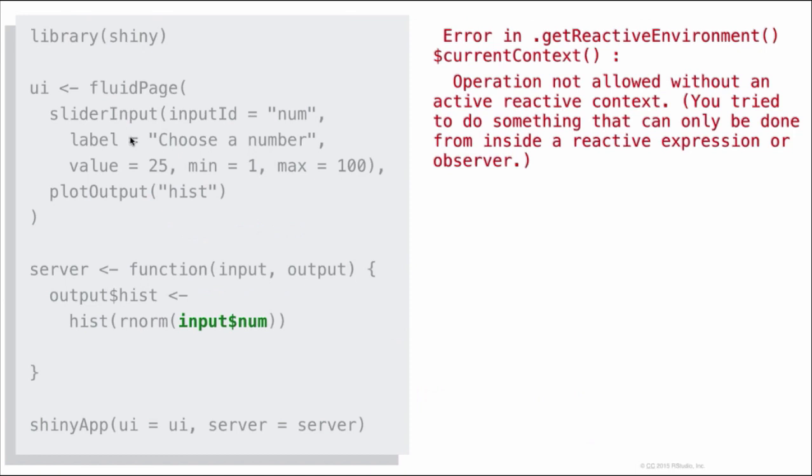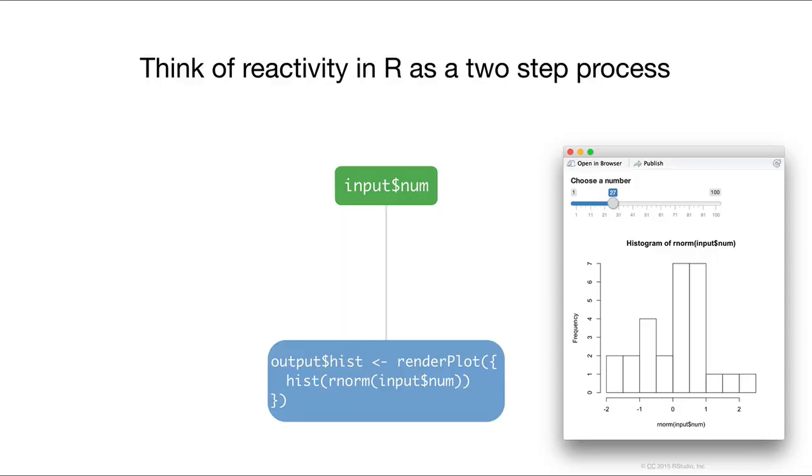Now, I've said that renderPlot is a reactive function, but we'll see today that there's more functions you could use besides just renderPlot. So this idea of reactive values working together with reactive functions breaks reactivity in R into a two-step process.